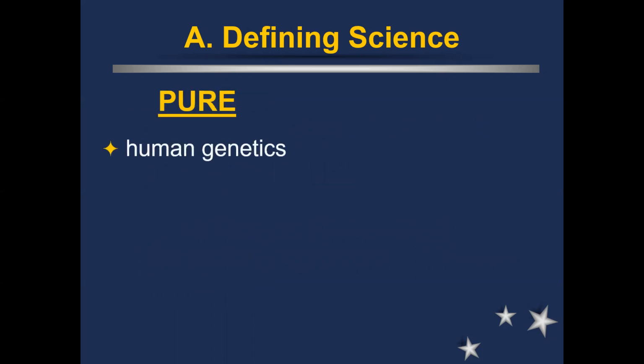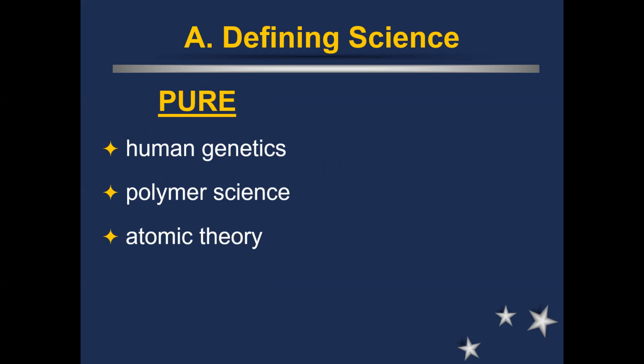So pure science would be, say, human genetics, decoding the DNA; polymer science, seeing how synthetic materials form chains and go together on a chemical level; atomic theory, figuring out what the atoms are made out of; studying the human ear would be a pure science, like the anatomy and physiology of hearing.